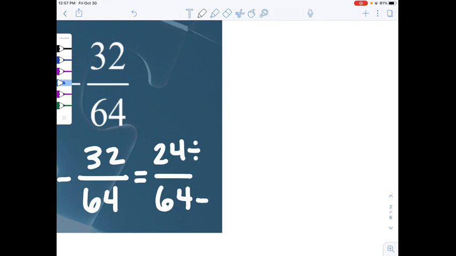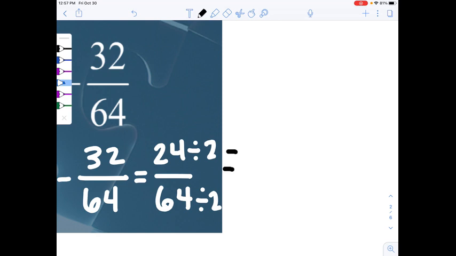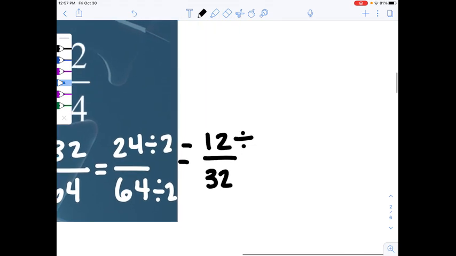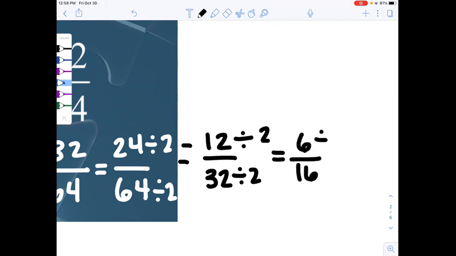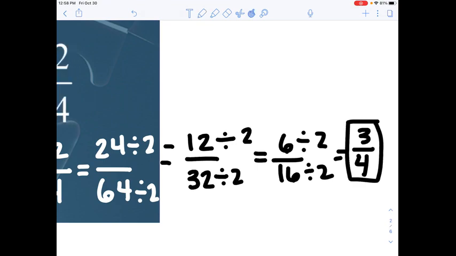Then I want to simplify this. I need to divide 24 and 64. Let's start with dividing each by 2. If we divide each by 2, I'm left with 12/32. Well, I can divide by 2 again, and I'm left with 6/16. I can divide by 2 again, and I'm left with 3/4. I can't simplify any further, so there's my final answer.